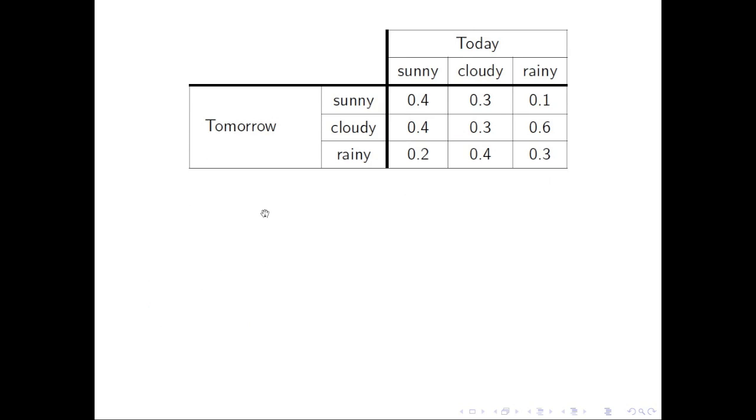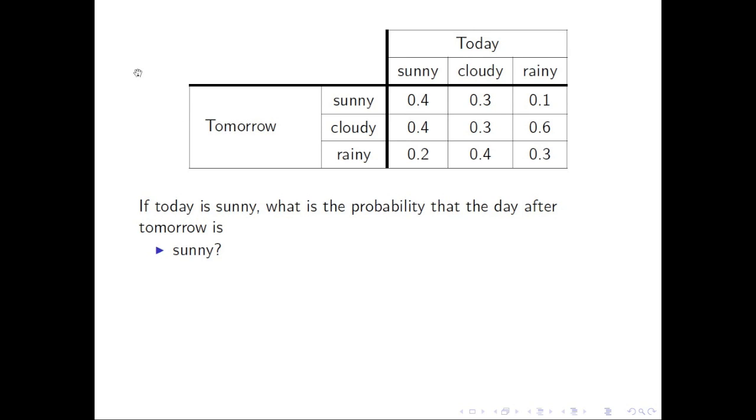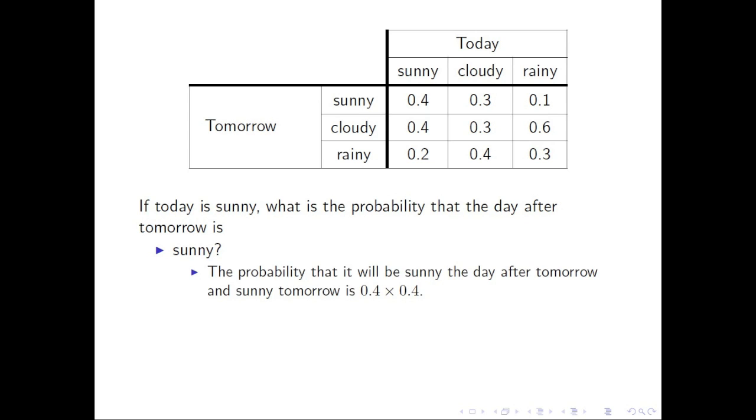Okay, so let's look at the table again. If today is sunny, what is the probability that the day after tomorrow is sunny? Well, this takes a little bit more work. The probability that it will be sunny the day after tomorrow and sunny tomorrow is 0.4 times 0.4. Why is that? Today is sunny. The probability that tomorrow it's sunny is 0.4. And then if tomorrow is sunny again, then the chance that the day after that it's sunny is 0.4. Okay, so we have that.